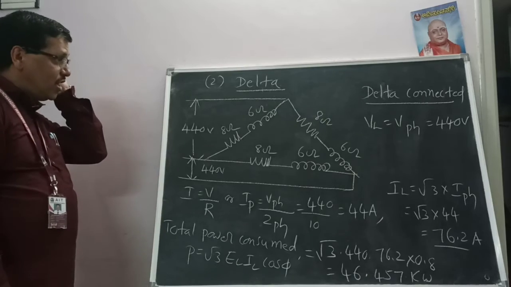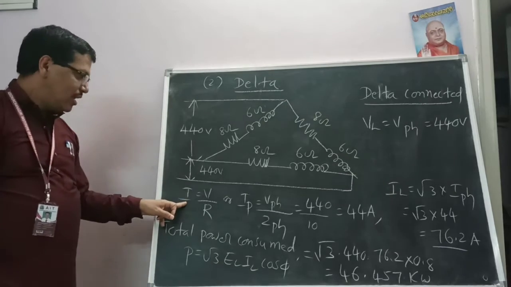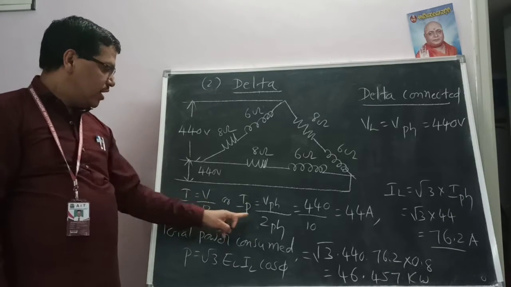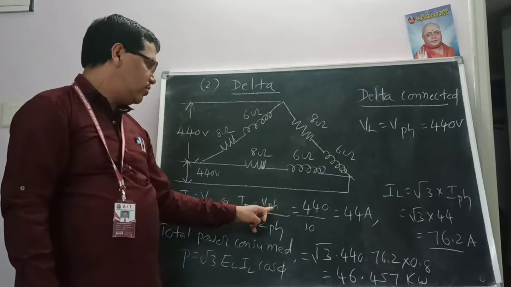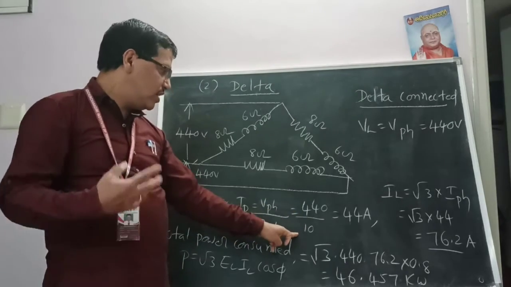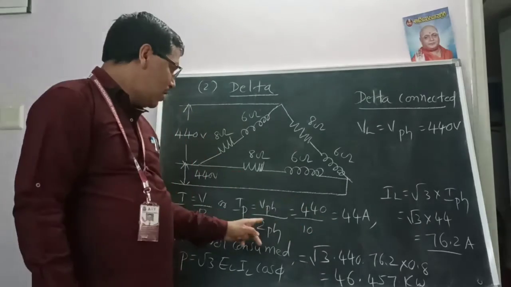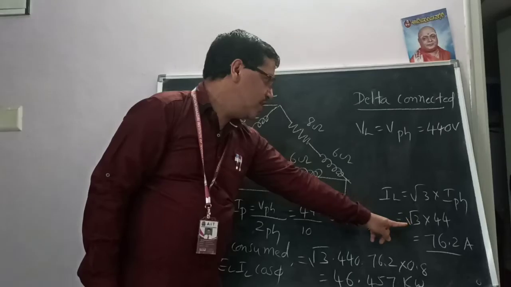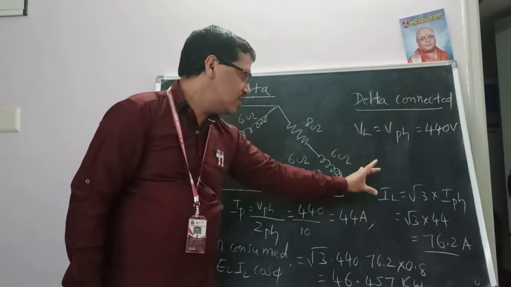To calculate the phase current, first we analyze. I is equal to V by R. Also, I phase is equal to V phase divided by Z phase; in place of R, here the impedance is Z. V phase we already know, VL is equal to V phase, 440. Z phase is 10, already calculated. The I phase value is 44 amps. Once we calculate I phase, substitute in IL: IL is equal to root 3 into I phase, root 3 into 44, answer is 76.2 amps.